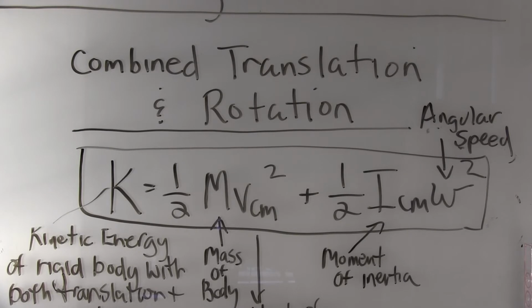The kinetic energy of a rigid body that has both translational and rotational motion is given as follows. The total kinetic energy is 1/2 m v_cm squared, where m is the mass of the body and v_cm is the velocity of the center of mass, plus 1/2 I_cm omega squared, where I is the moment of inertia and omega is the angular speed.